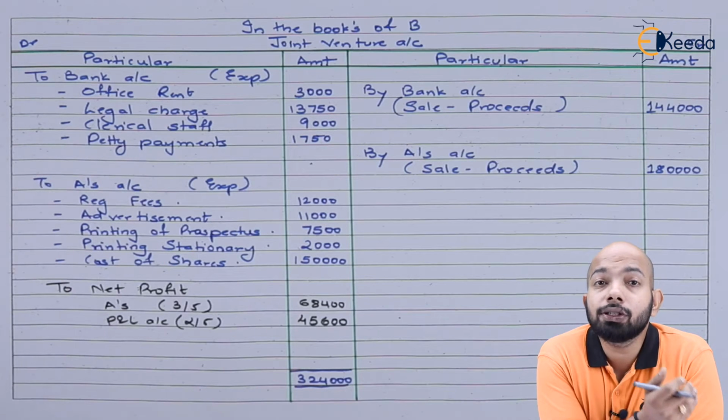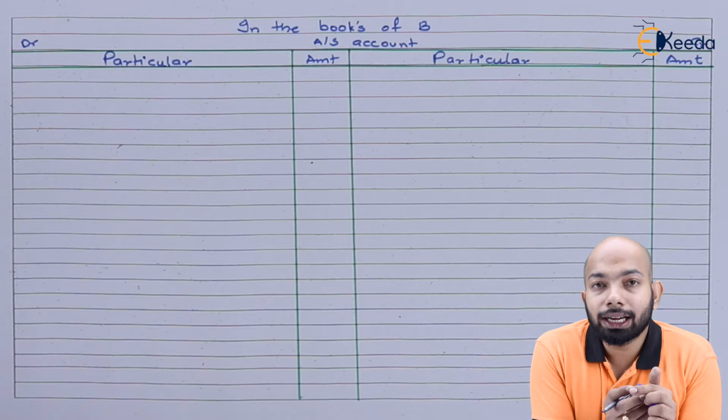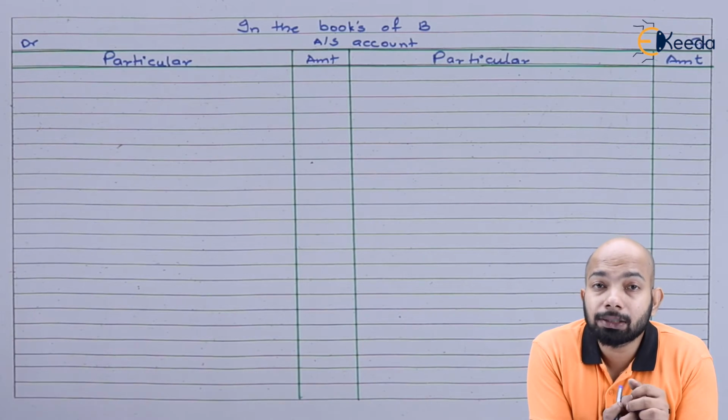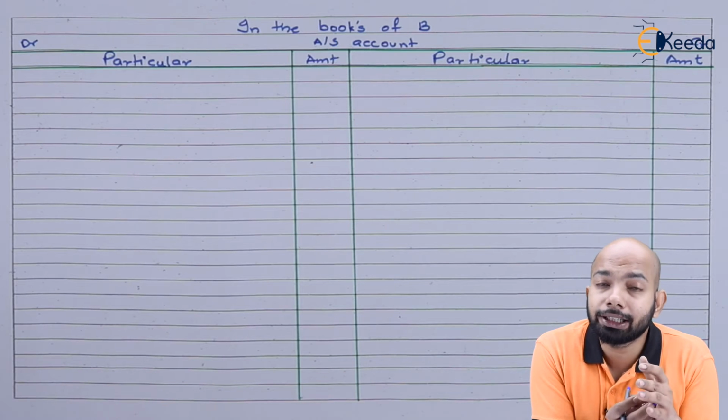Now, the last thing that we'll be preparing here, in the books of B, is A's account, or the co-venturer's account. Now in the books of B, we are preparing A's account. Again, the co-venturer's account will mention all the expenses related to A and all the sale proceeds related to B along with the net profit related to A.